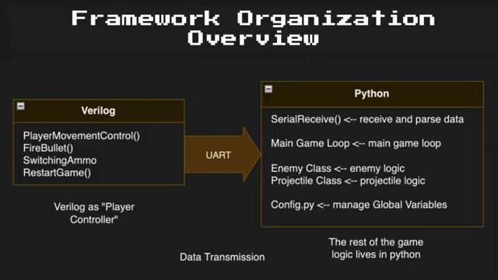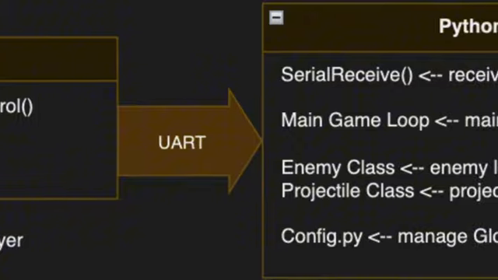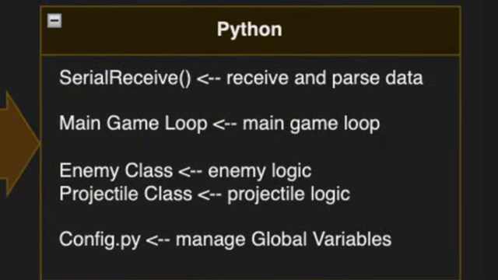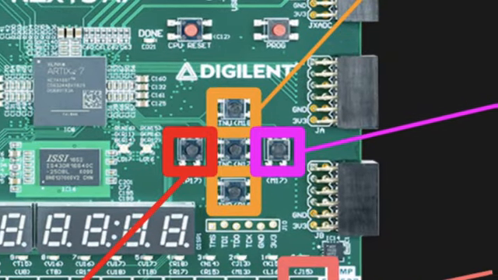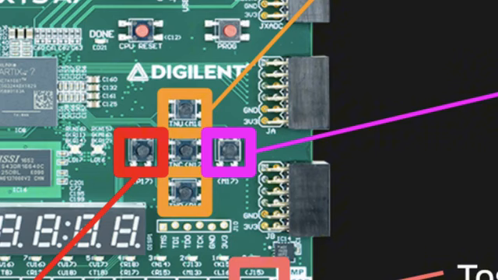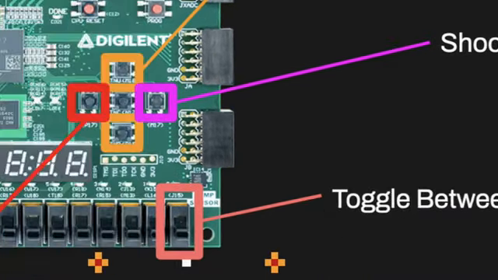This is what's happening behind the scene. The code can be basically separated into three parts: the player controller in Verilog, data transmission with UART, and the game environment with Python. The player movement is controlled by two buttons on the FPGA board, BTN-U and BTN-D. Player can fire bullets with the BTN-R button, and switch the ammo between 0 and 1 with the natural switch, and reset the game with the BTN-L button.